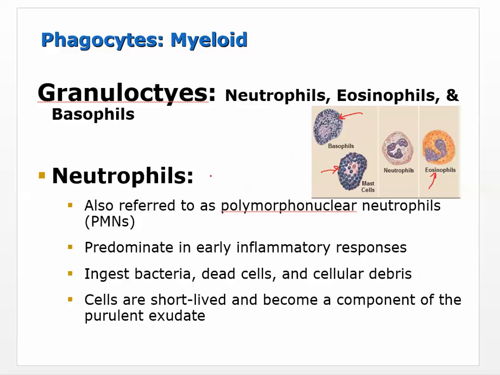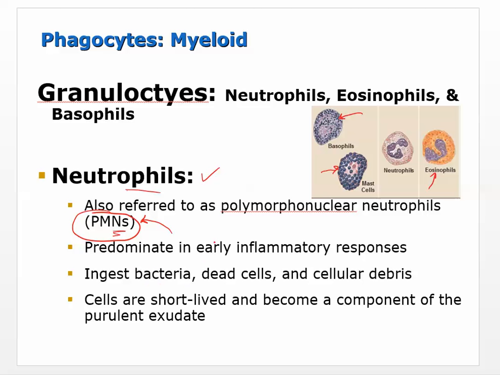So these are granulocytes. The main granulocyte that we always talk about is the neutrophil. You'll also see them referred to as PMNs, or polymorphonuclear neutrophils. I'll refer to them as neutrophils, but you will see PMNs sometimes on papers and maybe labs, so you need to know that those are neutrophils.